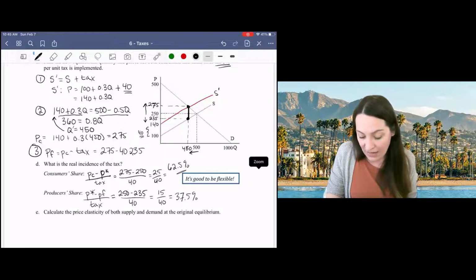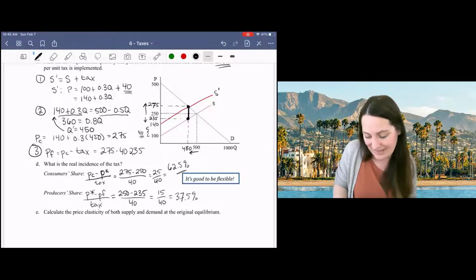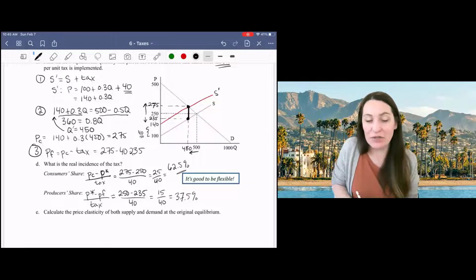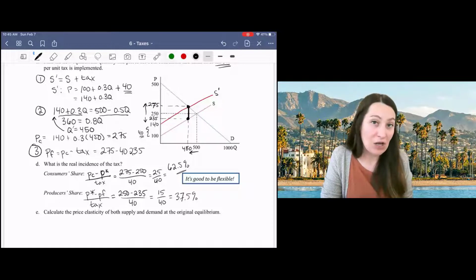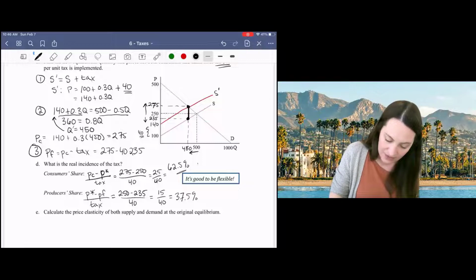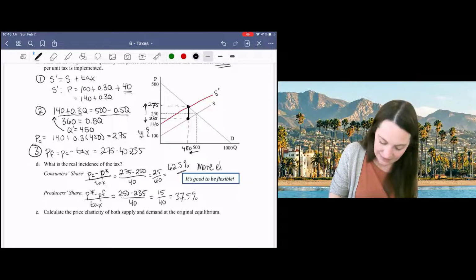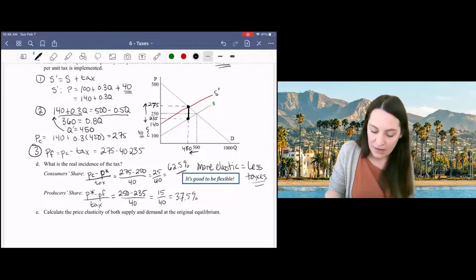The way that I like to remember that is this phrase: it's good to be flexible, because it's good life advice, but it also helps you remember that the more elastic or more flexible the group is, the lower their tax burden. So more elastic will mean less taxes, of course, which is good.